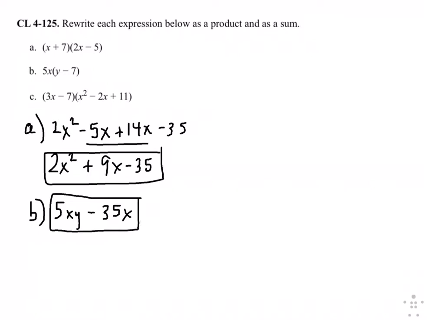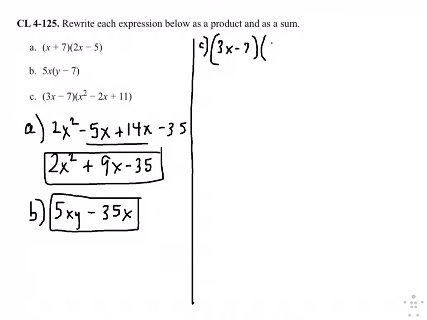And for C, let's do this. We need space, but let's try to fit it here. C. We have 3x minus 7 times x squared minus 2x plus 11. So one by one, we have to distribute this 3x into all three of those terms. So we're going to have to multiply that.